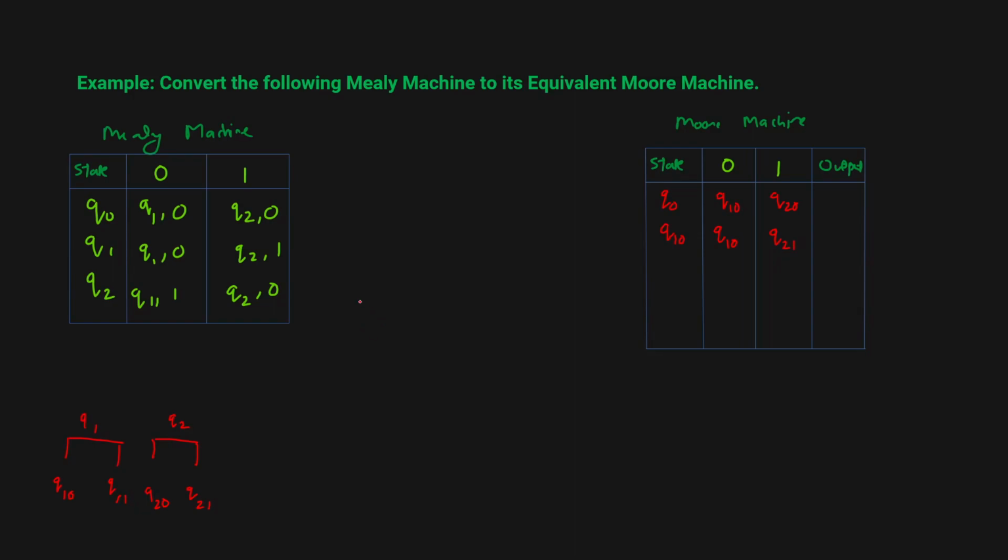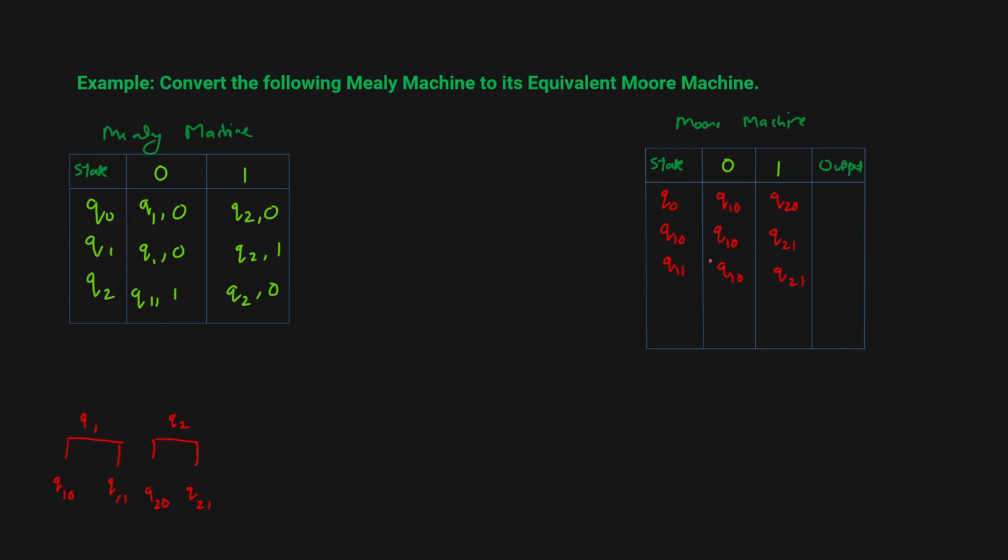Alright. Now once we are done with Q10, we have to check for Q11. So what happens in Q11? If you get input 0, you go to Q1 with output 0, which is Q10. And if you get input 1, you go to Q2 with output 1, so it is the same, Q21.